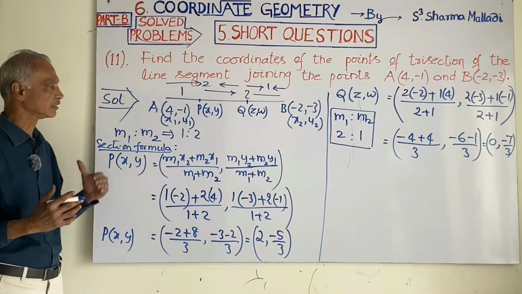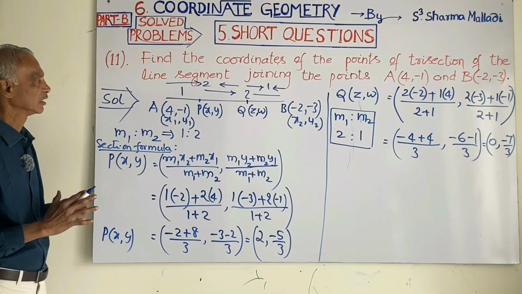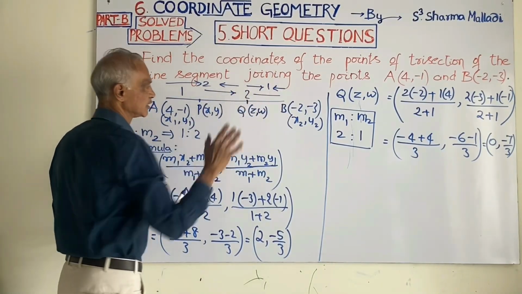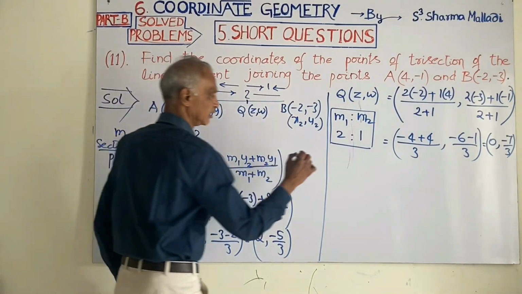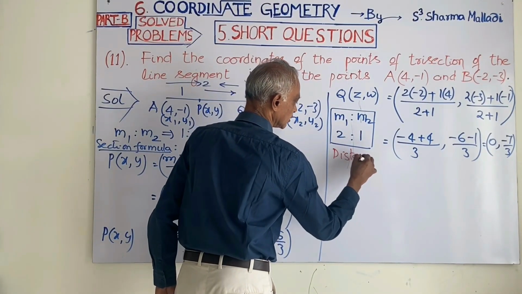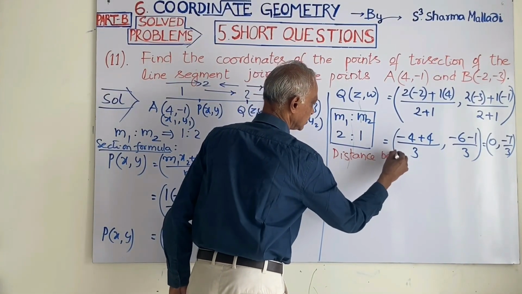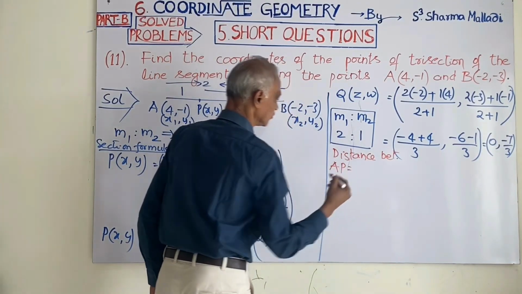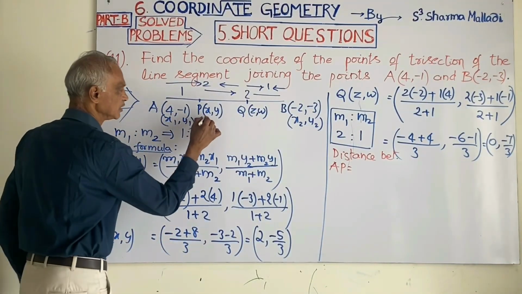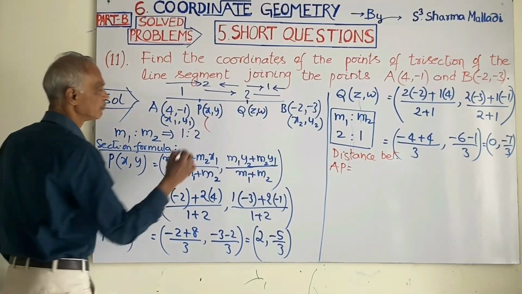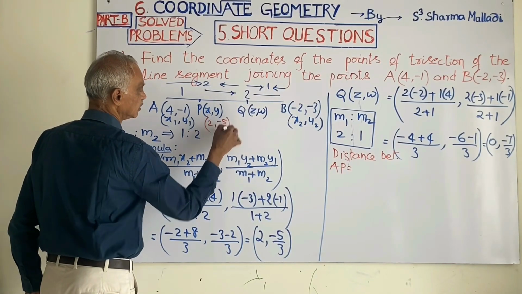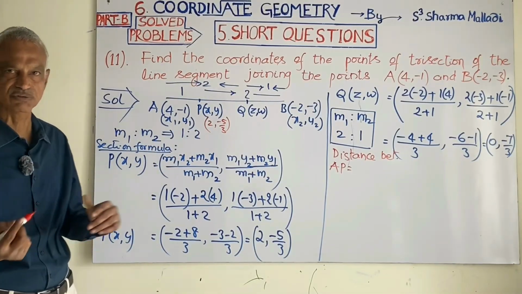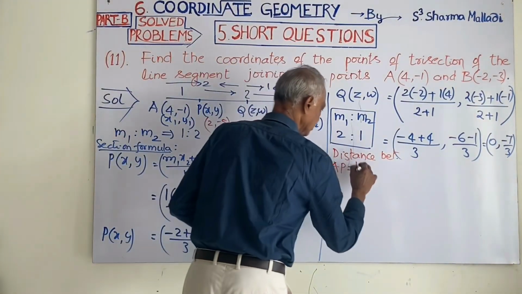We have to verify whether our answer is true or false. How to check? We have to find the distances between these points; all should be equal to each other. First, the distance between A and P. What is P here? 2, minus 5 by 3. What is the distance between two points? Root of (x2 minus x1) whole square plus (y2 minus y1) whole square. We will find out.